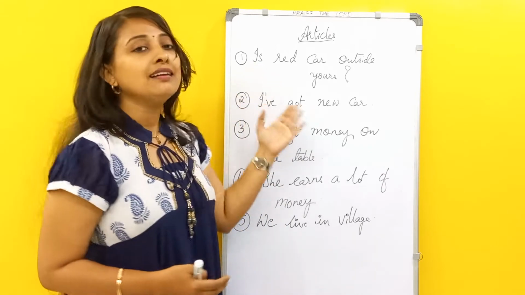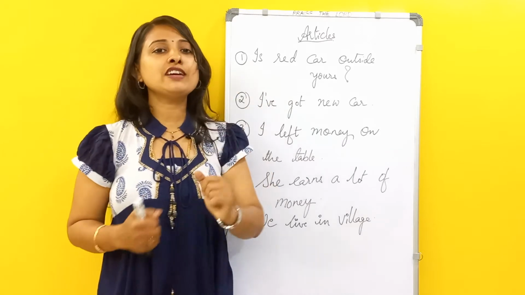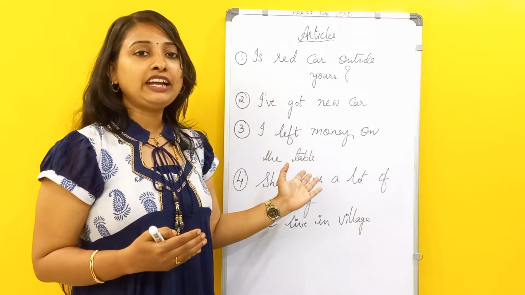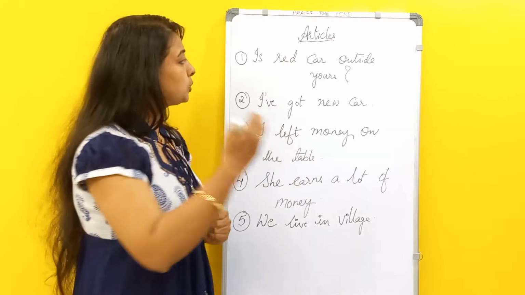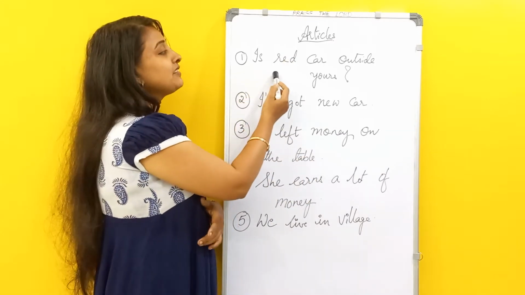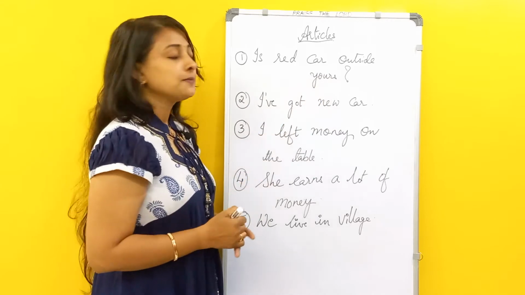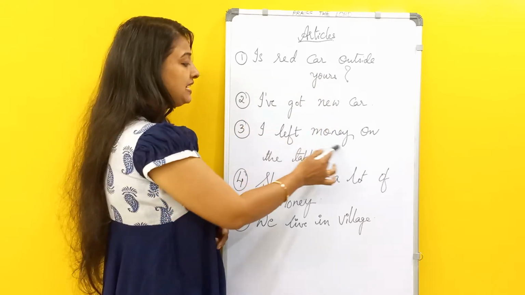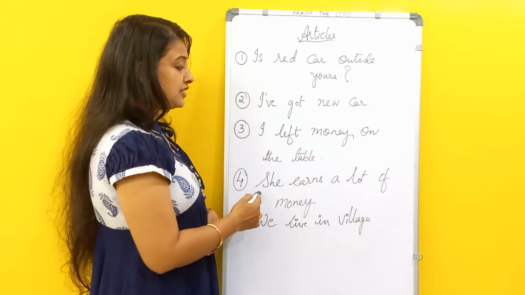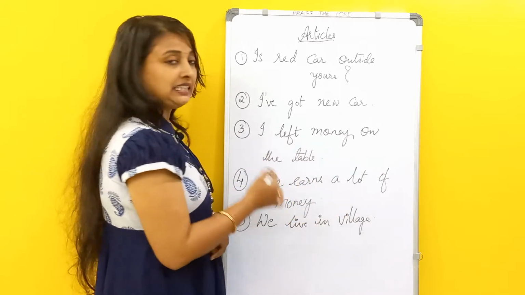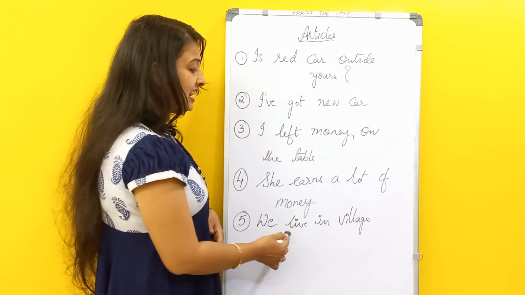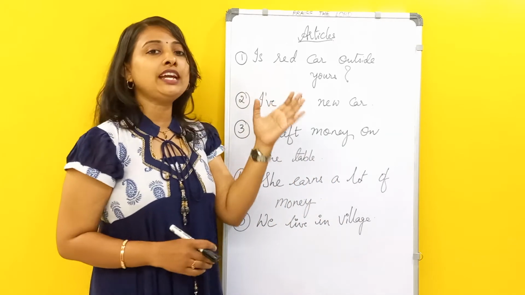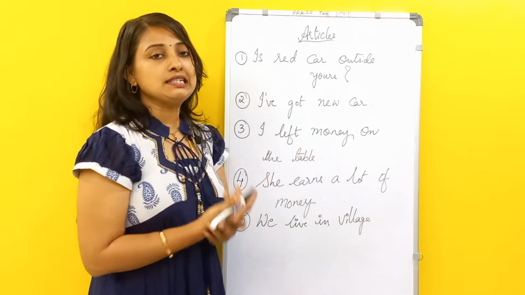So here I'll be telling you five sentences at a time. Here I have taken 5 sentences. You can just go through them. Is red car outside yours? I've got new car. I left money on the table. She earns a lot of money. We live in village. Okay, so here I have taken five sentences.